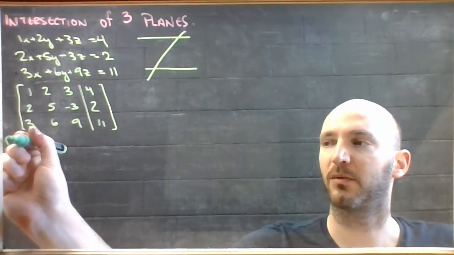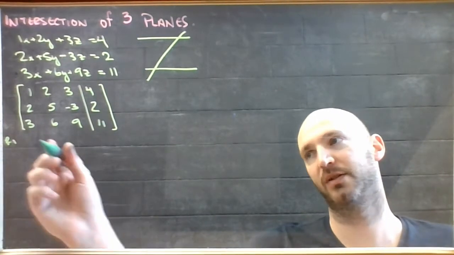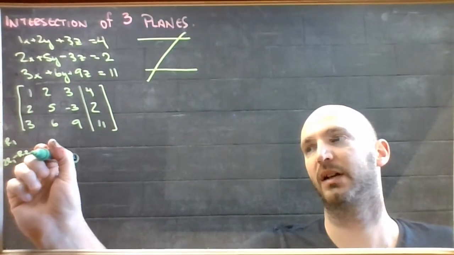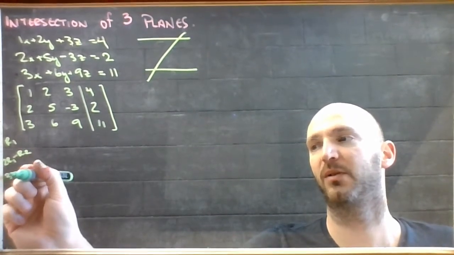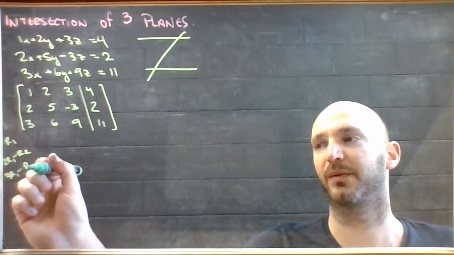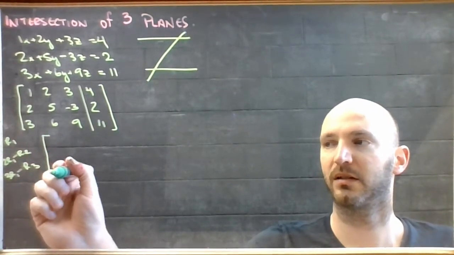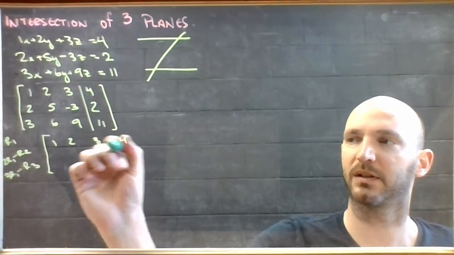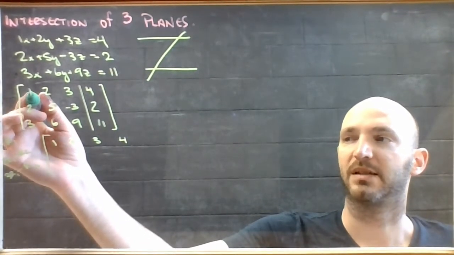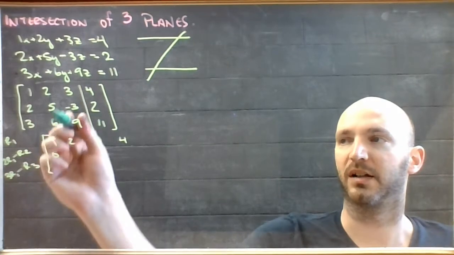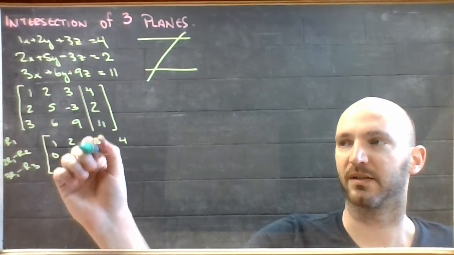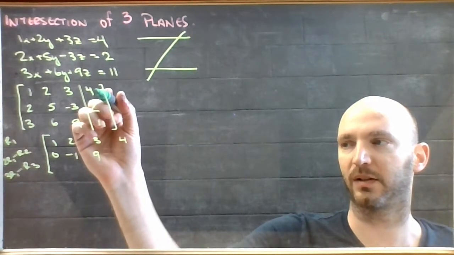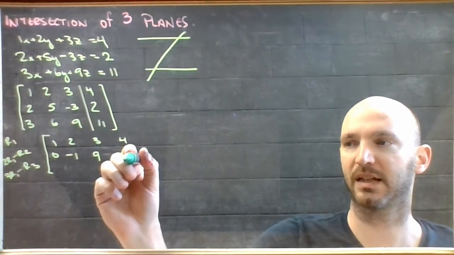So I'm going to keep row 1, and then I'm going to do 2 row 1s, subtract row 2, and then I'm going to do 3 row 1s, subtract row 3. So 1, 2, 3, 4. 2 of these would be 2, minus 2 is gone. 4 minus 5 is negative 1. 6 minus negative 3 would be 9, and 8 minus 2 would be 6.